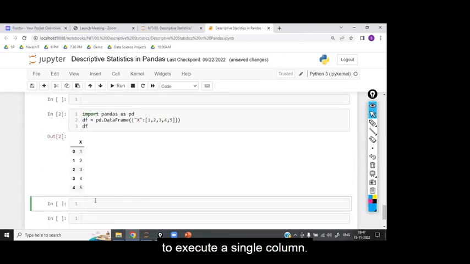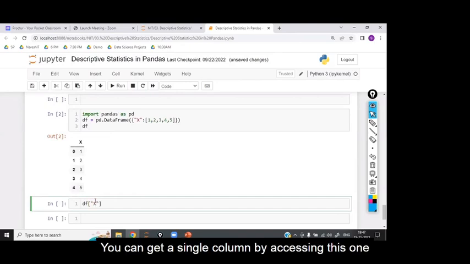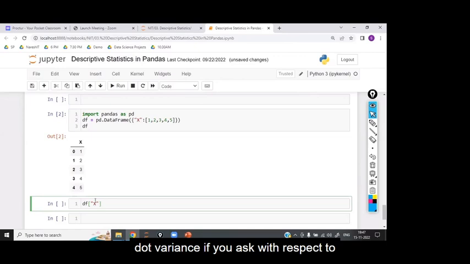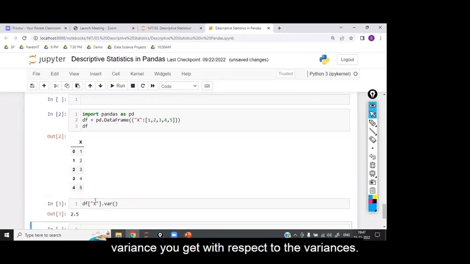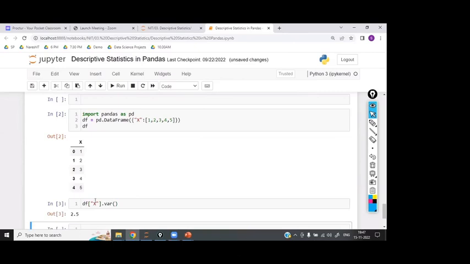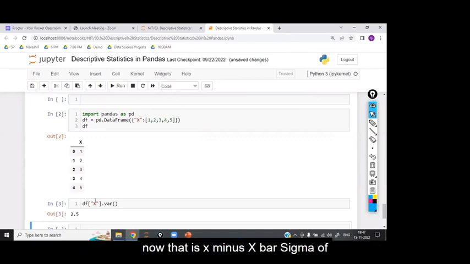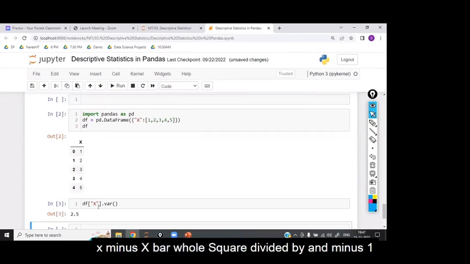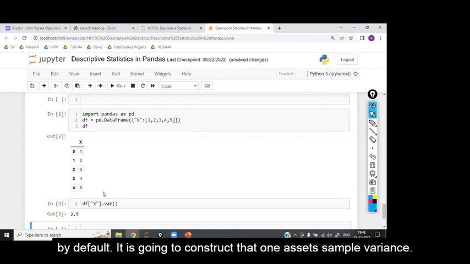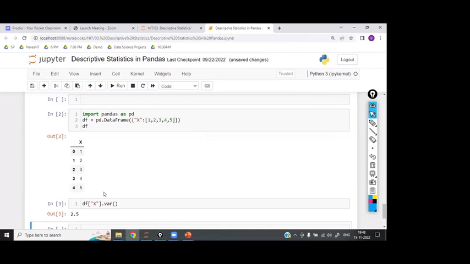Now within this, how to execute on a single column? You can get a single column by accessing it and then dot var. If you ask for the variance, you will get 2.5. How the variance is calculated, I have shown you just now: sigma of x minus x bar whole square divided by n minus 1. By default, it is going to consider it as a sample variance.